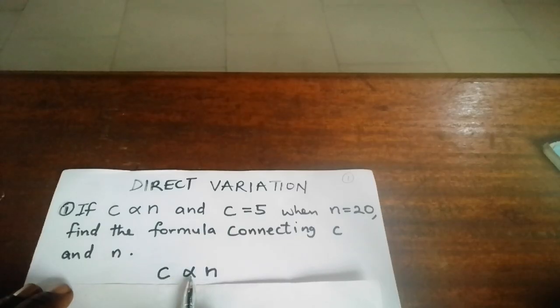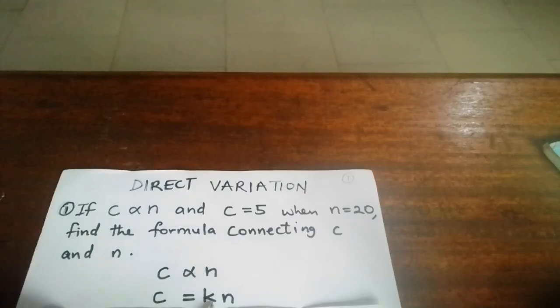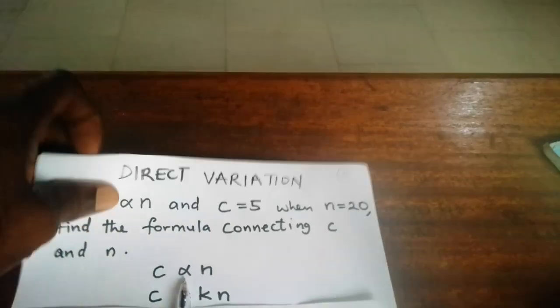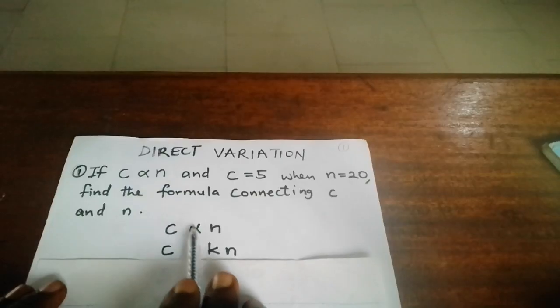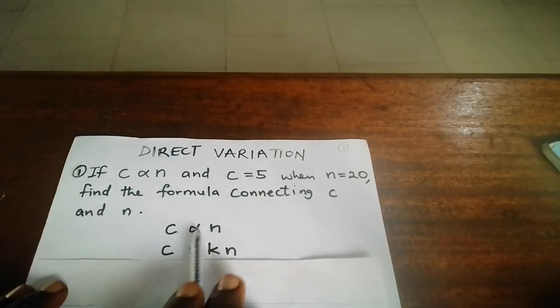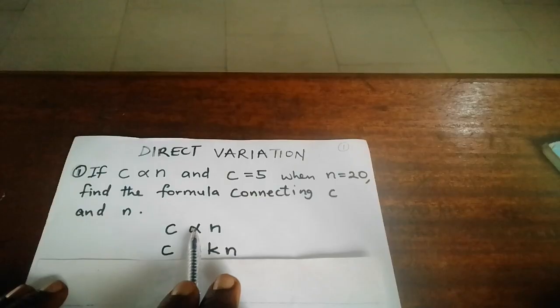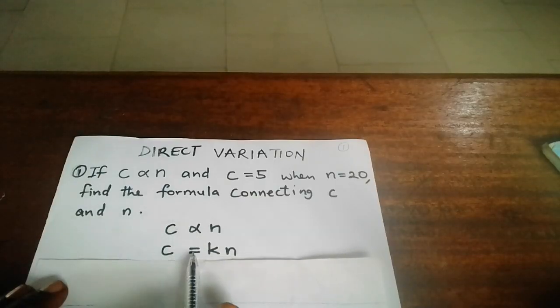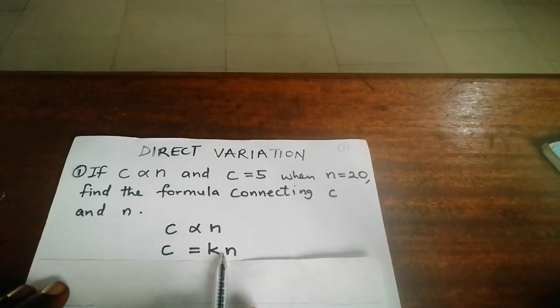Whenever you are removing this sign of proportionality, you must introduce an equality sign. That means you should introduce a constant. So to remove this proportionality sign, you introduce an equality sign and a constant. So that means C will be equal to what? K. You can use K to represent the constant, then times n.